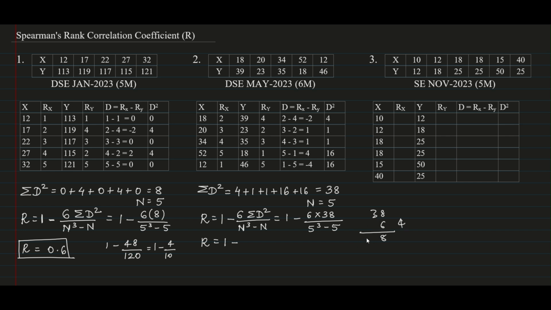12, 18 plus 4 is 28. 5 cube minus 5 is 120. So solving it in the calculator, 1 minus 228 upon 120 turns out to be 1.9. So 1 minus 1.9 is minus 0.9.